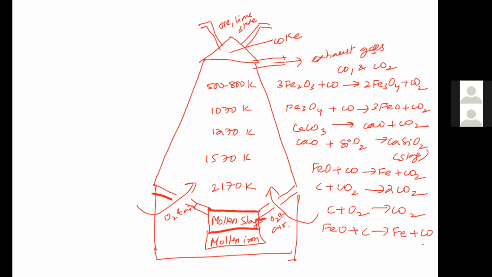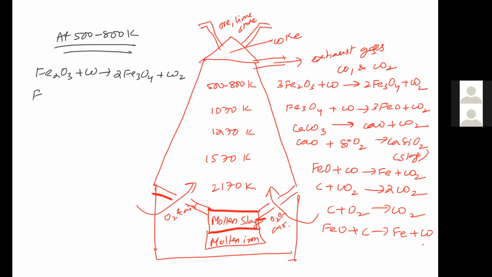What happens when the air is passing? It doesn't reach a higher place. So what happens at 500 to 800 Kelvin? Fe2O3 plus CO giving rise to 2Fe3O4 plus CO2 takes place. Fe3O4 plus CO giving rise to 3FeO plus CO2 also takes place. Similarly, FeO plus CO gives rise to Fe plus CO2.